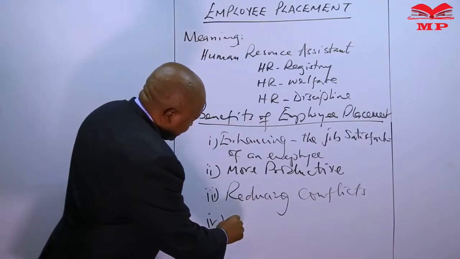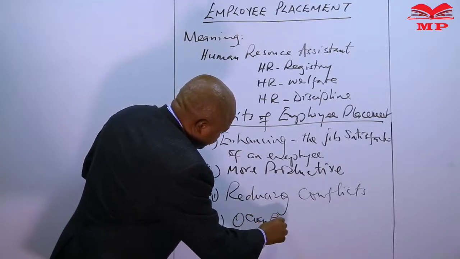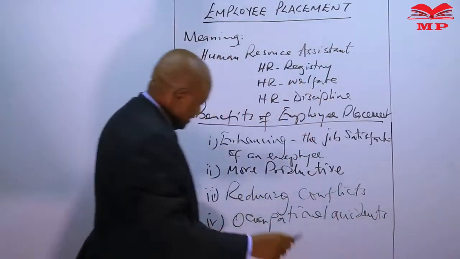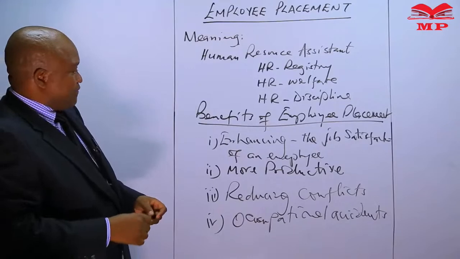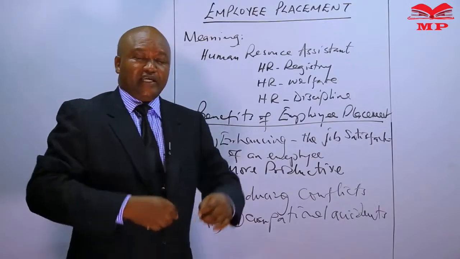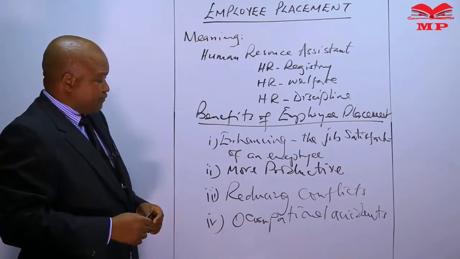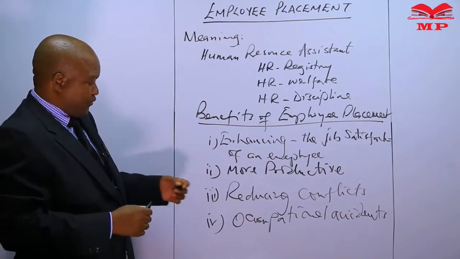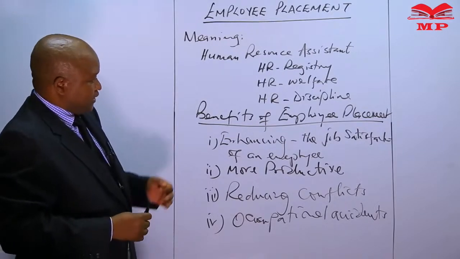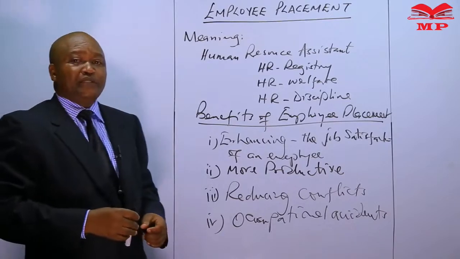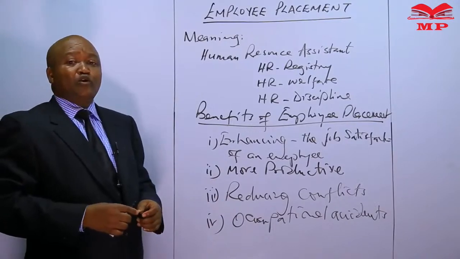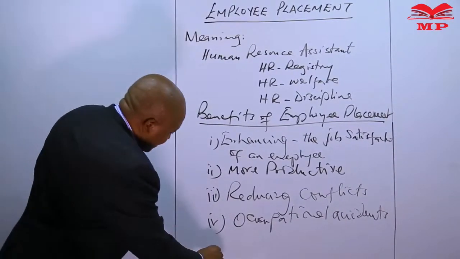Fourthly, occupational accidents. Occupational accidents are minimized in the work environment in the sense that employees who are placed in jobs that they are able to do effectively in line with their skills are able to perform these jobs with minimum or no occupational accidents in the sense that they understand the job that they are expected to do. Hence, the benefit that will accrue to this particular organization or employee in the sense that occupational accidents are minimized or eliminated altogether.